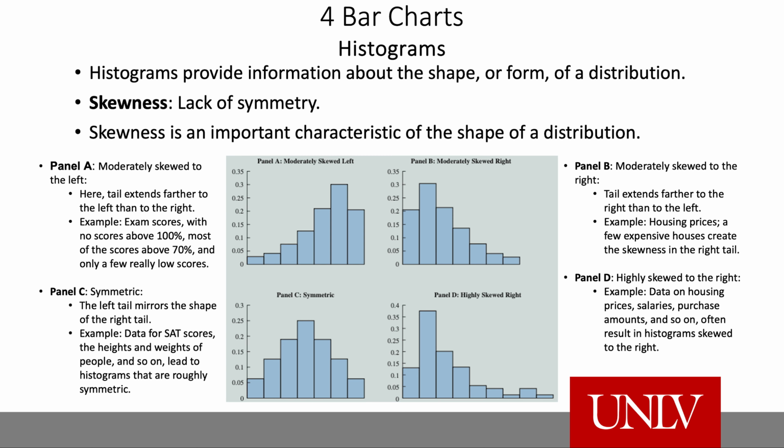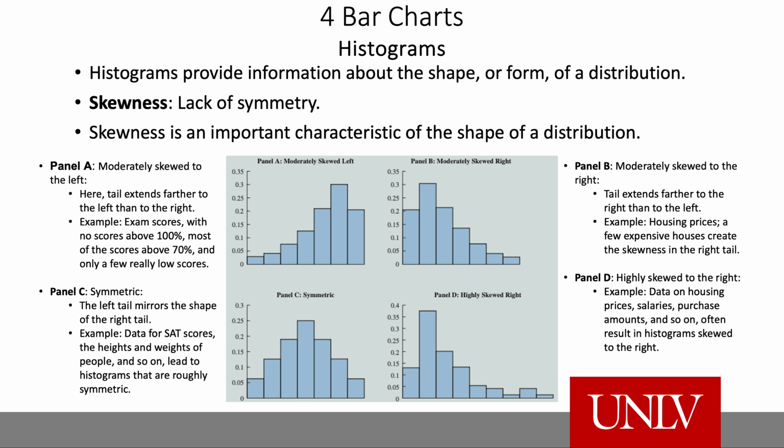One of the most important uses of a histogram is to provide information about the shape or form of a distribution. Skewness, or the lack of symmetry, is an important characteristic of the shape of a distribution. This page contains 4 histograms constructed from relative frequency distributions that exhibit different patterns of skewness.